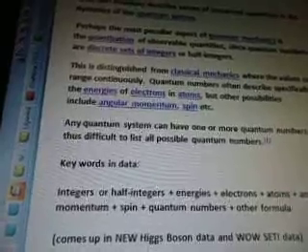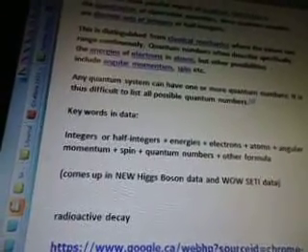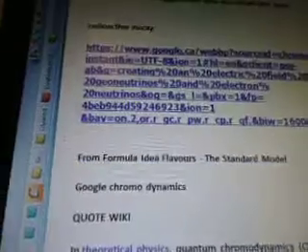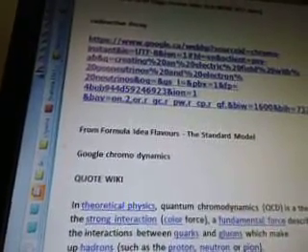Any quantum system can have one or more quantum numbers. It is thus difficult to list all possible quantum numbers. So the keywords in the data are integers or half-integers, plus energies, plus electrons, plus atoms, plus angular momentum, plus spin, plus quantum numbers, plus other formula. These come up in the new Higgs Boson data and WOW SETI data. So the word for radioactive decay, there's the link for it on Google. From formula, idea, flavours, the standard model.